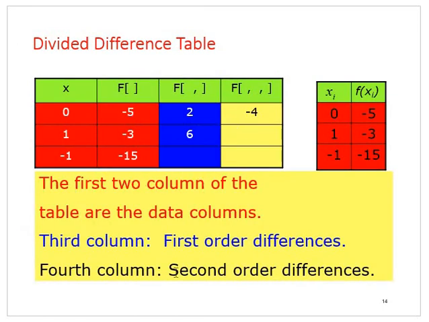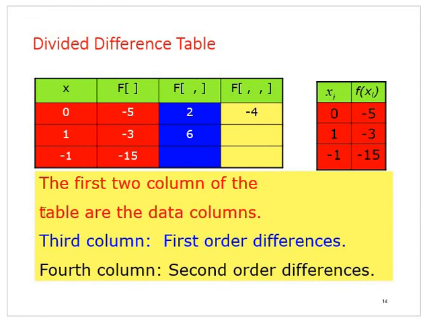All right, so the first two columns of the table are your data columns. Take note of that. And then the third column is the first order difference, which is your gradient with respect to your data sets. And then the fourth column is the second order difference, which is the gradient using this column and the first column.